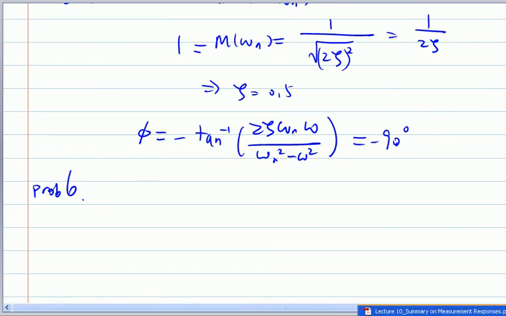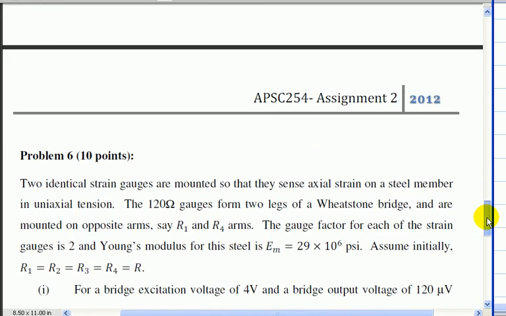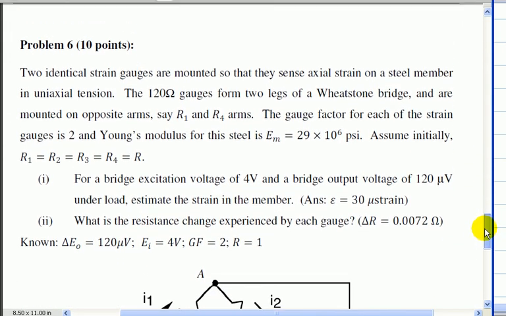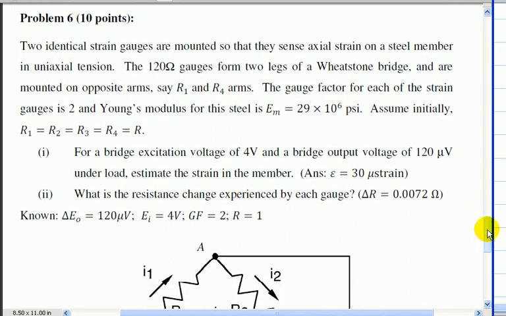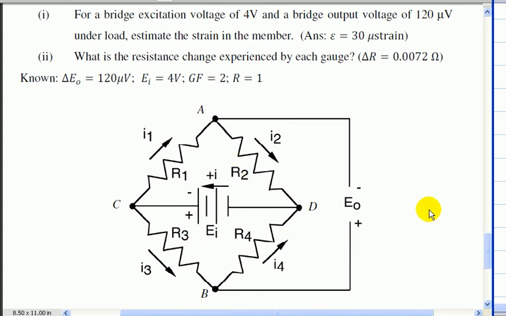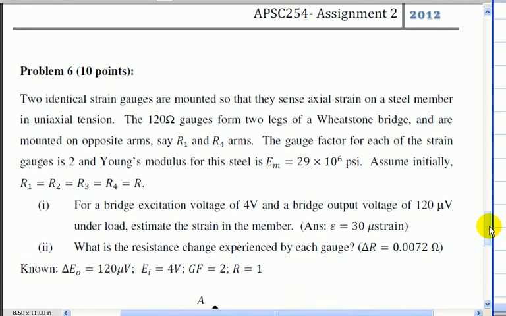Last question. This is a strain gauge question we just finished in yesterday's lecture. Basically, you have a Wheatstone bridge over here, and you have two identical strain gauges, which means the gauge factor is the same, mounted to sense axial strains. When you apply a tensile force, an axial force.